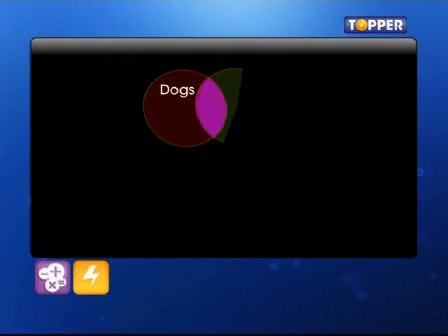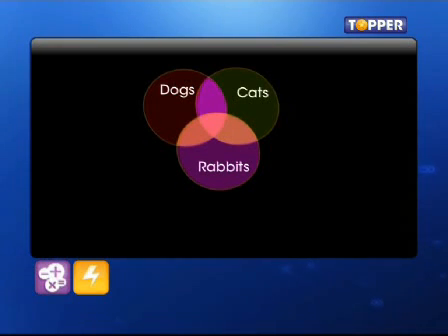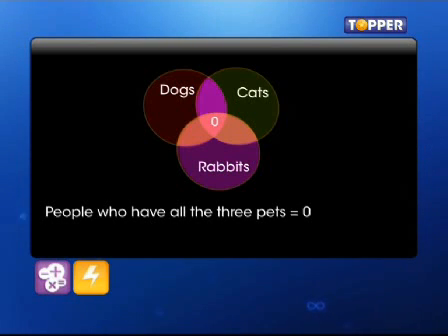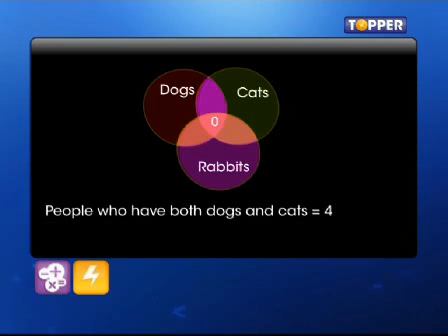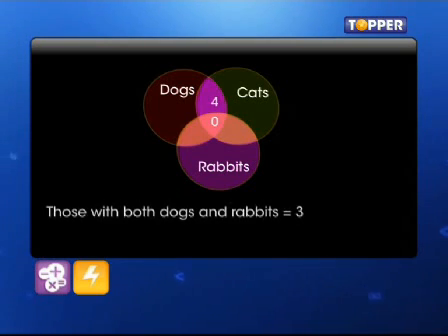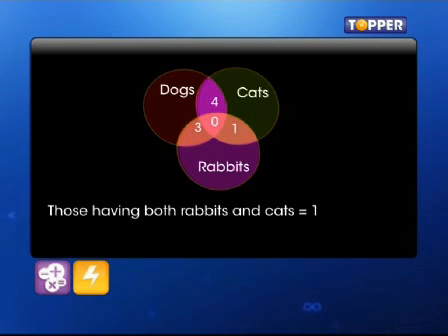Let's draw a Venn diagram and plug in the necessary numbers into the appropriate regions so that we can have a clear picture. As no one has all the 3 pets, we have 0 in the overlap region of all the 3 circles. Note that 4 people have both dogs and cats, so we put in 4 in the overlap of dogs and cats. Similarly, 3 people have dogs and rabbits, so we put 3 in the overlap region of dogs and rabbits and 1 in the cats and rabbits overlap region.